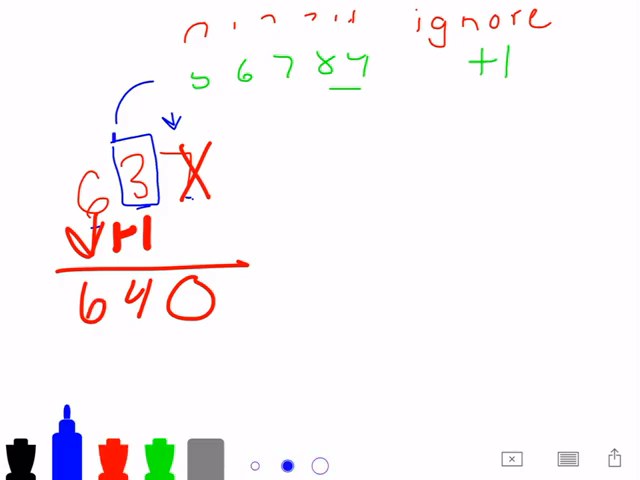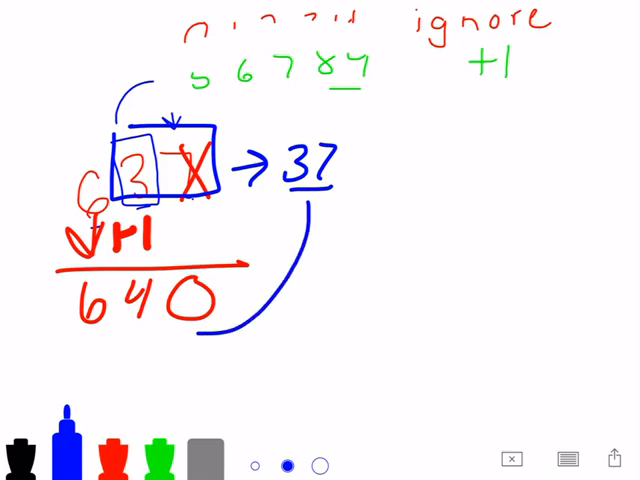Now I want to take a closer look at the number 37 and pull that number 37 out. When we pull the number 37 out, we notice that 37 is actually closer to 40 than it is to 30 on the number line. So 637 would round to 640 if we're rounding to the nearest 10.